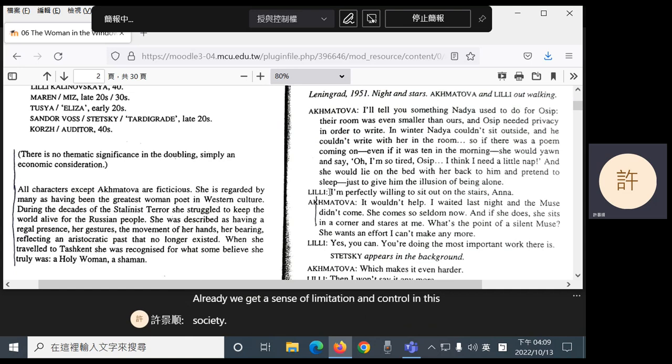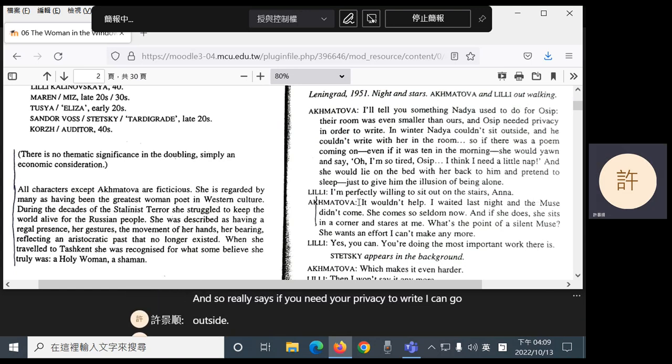And then we have the first line from Lily. I'm perfectly willing to sit out on the stairs, Anna. This line tells us the relationship between Lily and Anna. Just like Nadia and Ossip, Lily is the companion and Anna is the writer. And so Lily says, if you need your privacy to write, I can go outside.